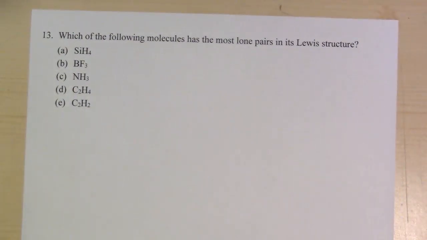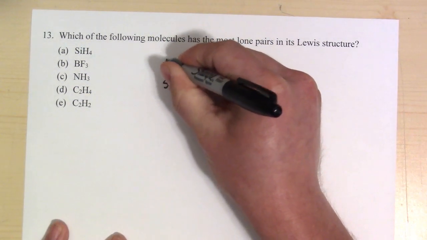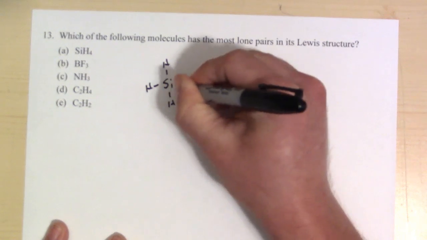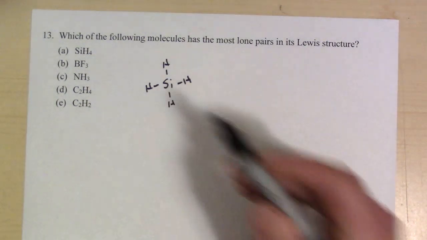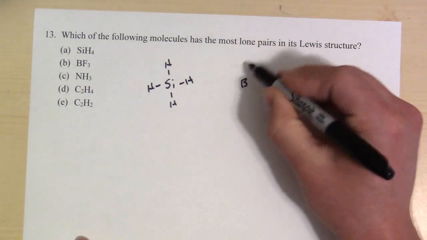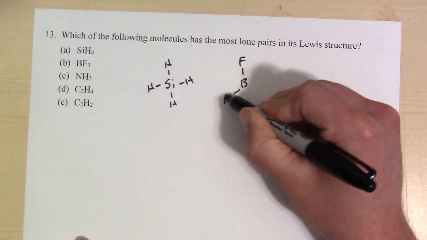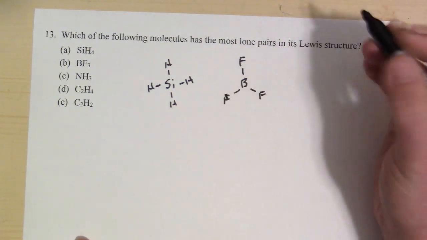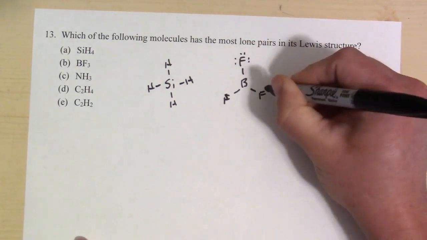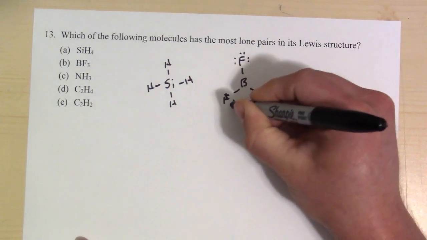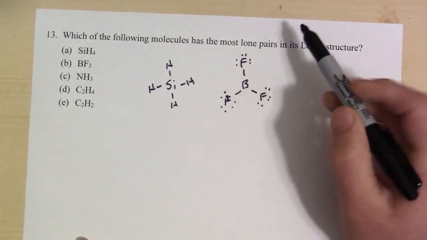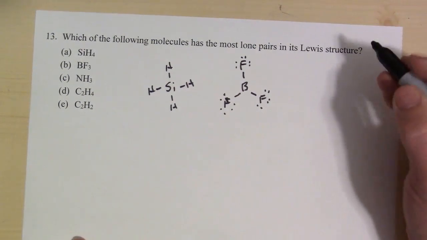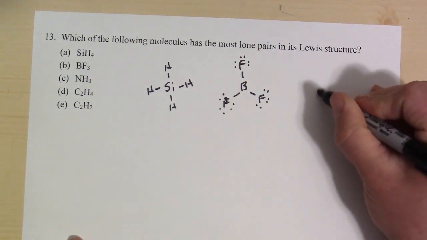Moving to number 13, which of the following molecules has the most lone pairs in its Lewis structure? So probably the simplest way to determine that would just be to quickly draw each of the Lewis structures. So SiH4, silicon there is the central atom with 4 hydrogens around it. BF3, boron is central with 3 fluorines, and each of the fluorines will have 3 lone pairs. So we want the structure with the most lone pairs, so this is going to be a good candidate for that because it has 3 fluorines.